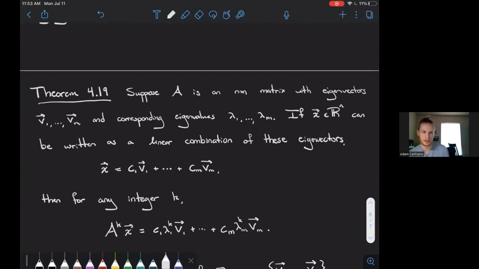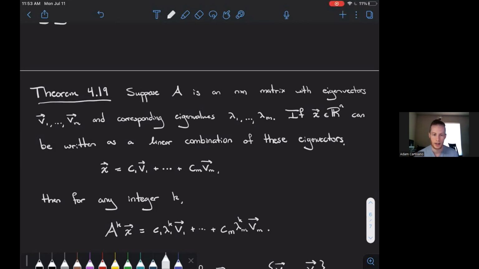Suppose A is an n by n matrix with eigenvectors v1 all the way up through vm with corresponding eigenvalues lambda 1 up through lambda m. Okay, then if x, which is a vector in Rn, can be written as a linear combination of those eigenvectors, then our strategy works for any integer k. If you want k to be negative, you also have to impose the requirement that A is invertible. But for any integer k, you want to compute A to the k times x.